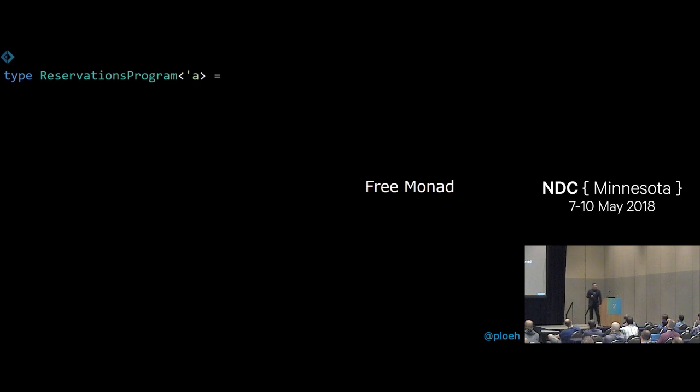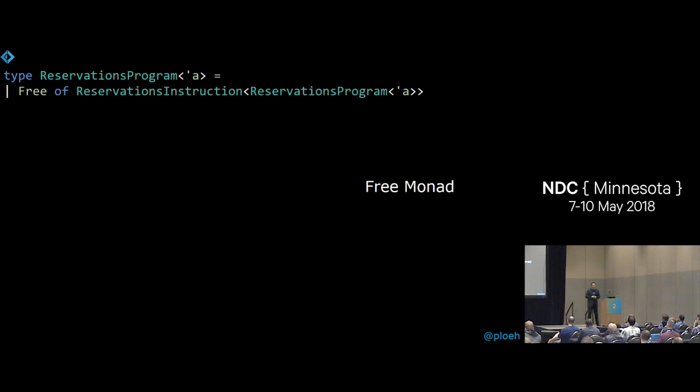So in F#, you have to then begin to define a type called the reservations program. So what we've defined so far is an instruction set. So our DSL has 3 small verbs or 3 small instructions, but now we would like to create small programs using that DSL. So we'll define a type called reservations program of A, and it always follows the same structure. It has 2 cases, so it's a discriminated union. And the first one is called free, and in this case, the type is of reservation instruction, the one you just see in the functor that we just created, of a reservation program of A.